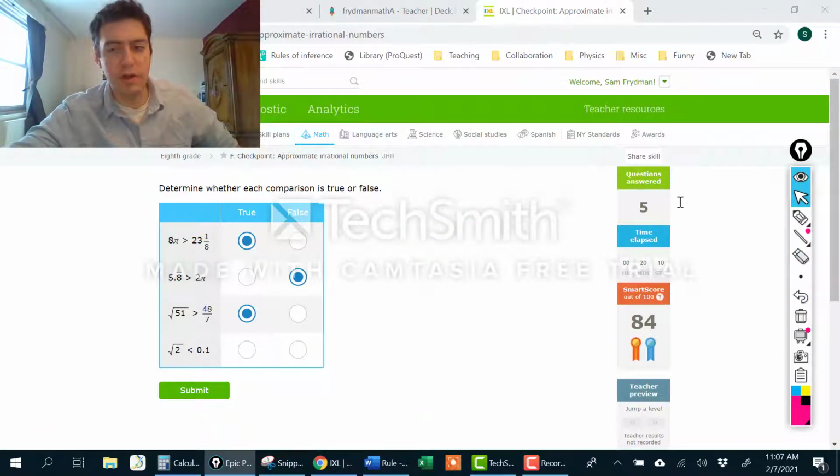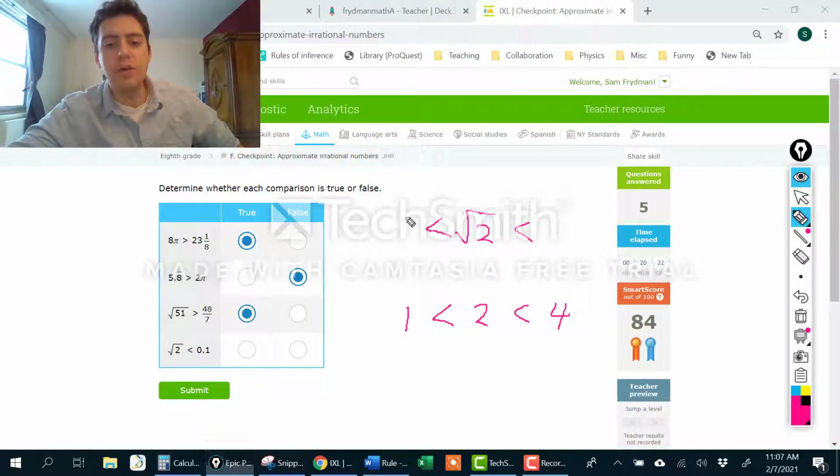And let's do the last one. So the square root of 2, I think we did this before, right? The perfect squares that 2 is in between are 1 and 4. So the square root of 1 is 1, the square root of 4 is 2, the square root of 2 is somewhere between 1 and 2. So it does not make sense that it's less than 0.1, because it's already greater than 1. So it can't be less than 0.1, which is, right, 0.1 is less than 1. So the square root of 2 is greater than 0.1, not less than 0.1. So we're going to click false for that one.